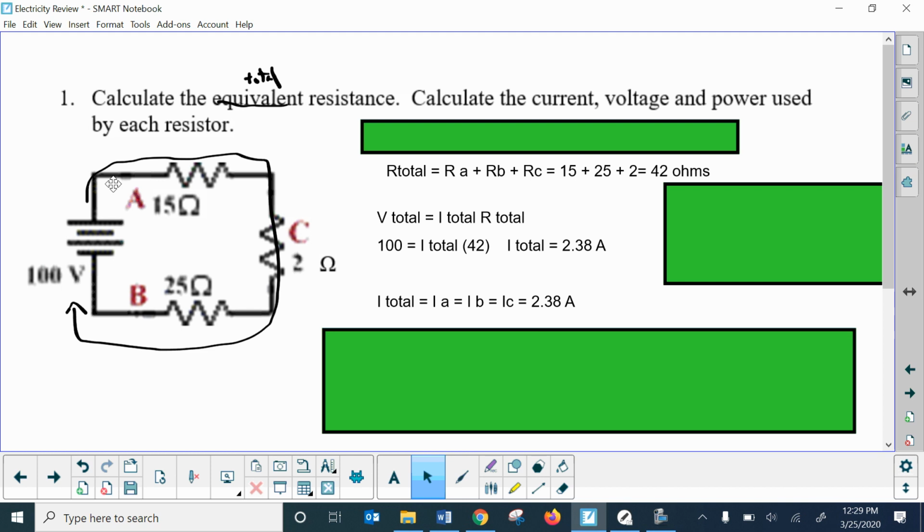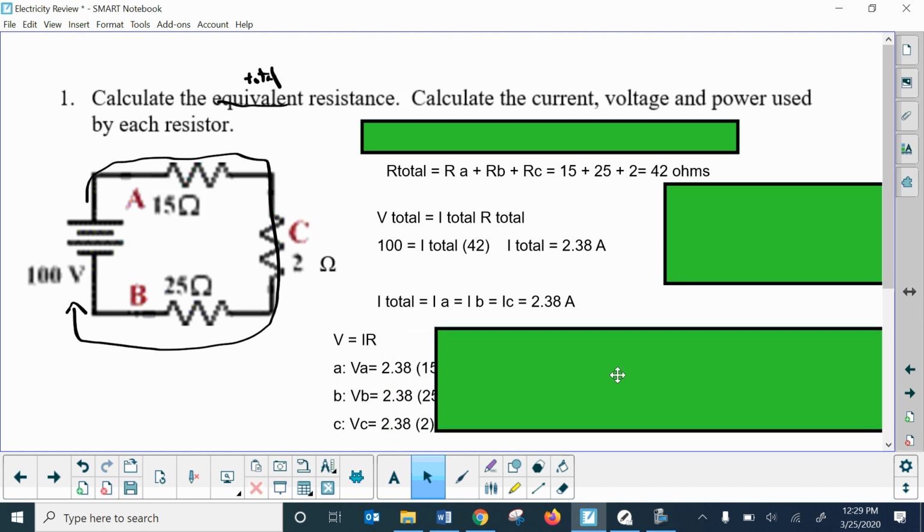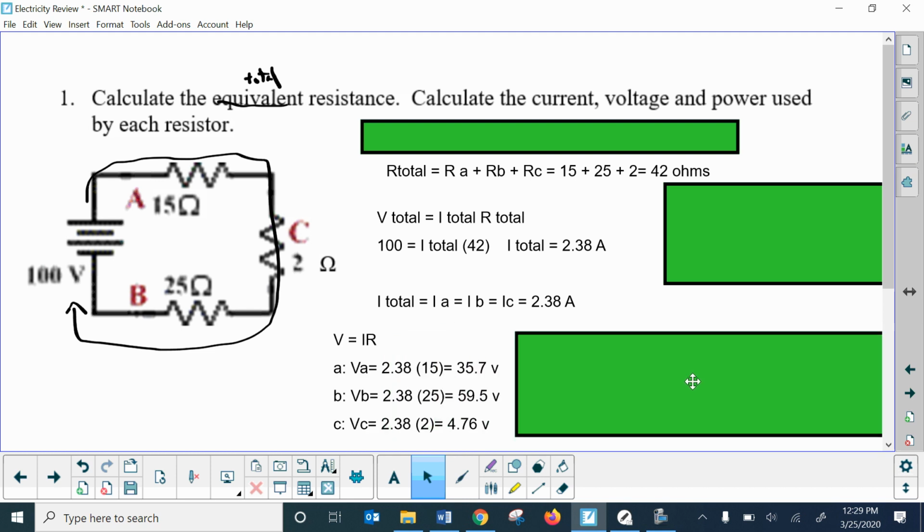Once you know that and you know their individual resistances, to solve for the voltages is pretty easy. It's again just using Ohm's law with whatever individual resistor you have. So 2.38 is the current for A, and the 15 ohms is the resistance of A.